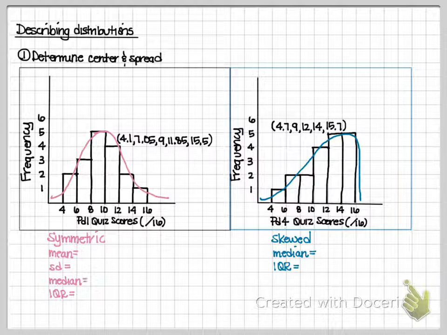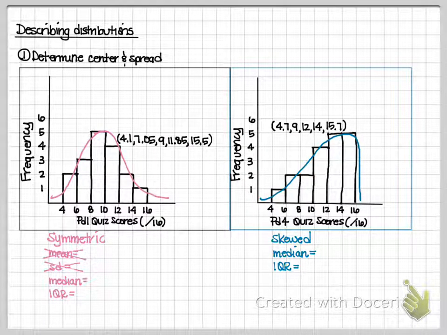So if the skewed graph can only use median and IQR, and I'm comparing these, then the symmetric graph must use median and IQR. So I'm going to cross off mean and I'm going to cross off standard deviation. Although it's appropriate for this specific histogram, if I am comparing them, I can't use two different measures of center. That's not appropriate.